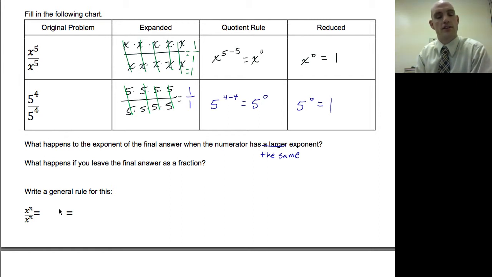When x to the n is over x to the n, I also want to see two things here. So you're going to have two answers for that one. All right, so see if you can generalize those, and we'll see you next time.